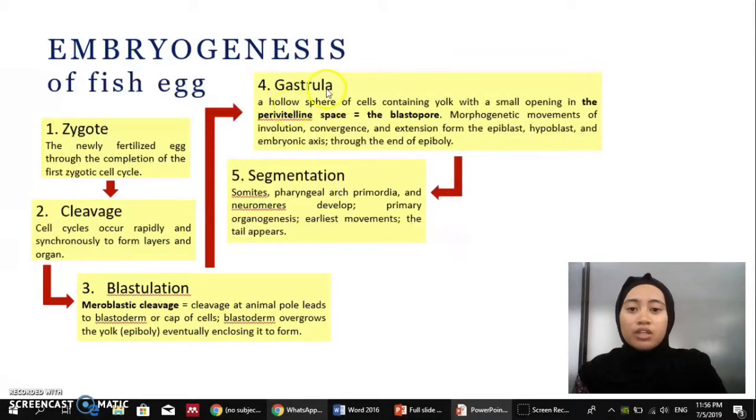After that, they will undergo the gastrula stage, which is a hollow sphere of cells containing yolk with a small opening in the perivitelline space, the blastopore. Morphogenic movements of involution, convergence and extension form the epiblast, hypoblast and embryonic axis through the end of epiboly. And the last stage for this experiment, we undergo segmentation, when the somites, branchial arch primordia and neuromeres develop. Primary organogenesis, earliest movement and the tail appear.